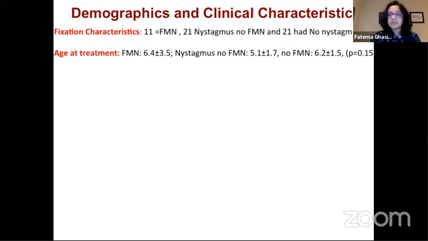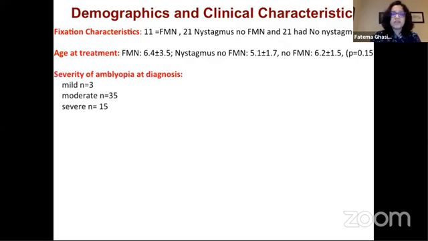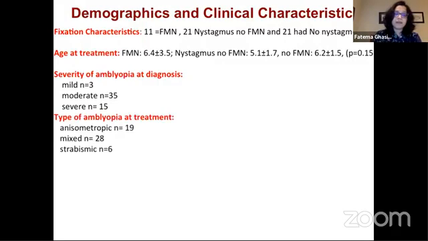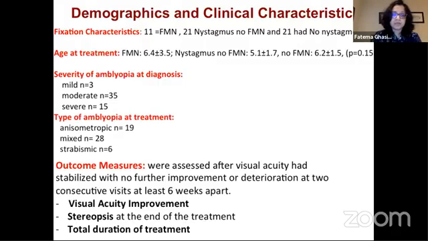The age at treatment, they were all about 6 years of age. The severity: 3 had mild, 35 had moderate, and 15 had severe amblyopia. And then we had 19 anisometropes, mixed were 28, and strabismic were 6.